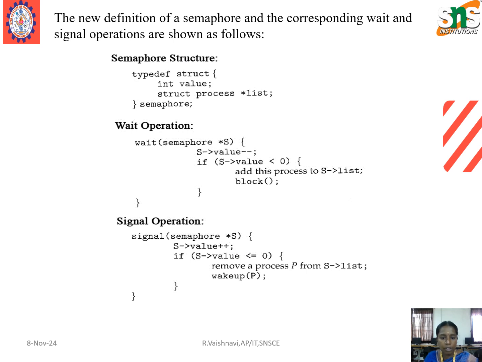For the signal operation, the value must be incremented. So the syntax will be signal(semaphore s), where the value is incremented, so value plus plus. If the value of s is less than or equal to 0, then remove a process P from the s list, and the last step is wakeup(P), that is process P. Here we have the two atomic operations, the wait operation and the signal operation. In the wait operation, the value must be decremented, and in the signal operation, the value must be incremented. Thank you.